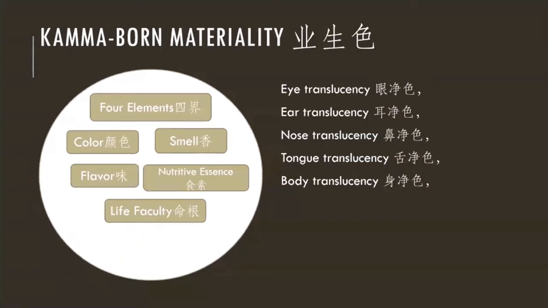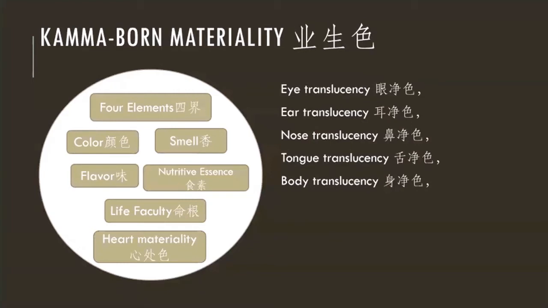Then again, we have heart materiality. Yes, we have heart materiality. There is blood in the heart. In the blood, there is heart materiality.